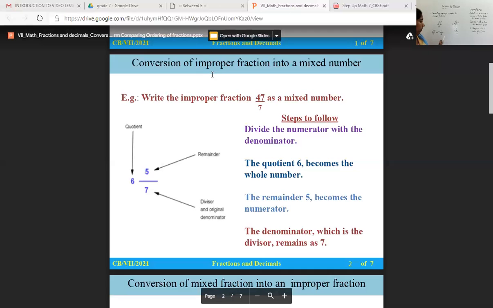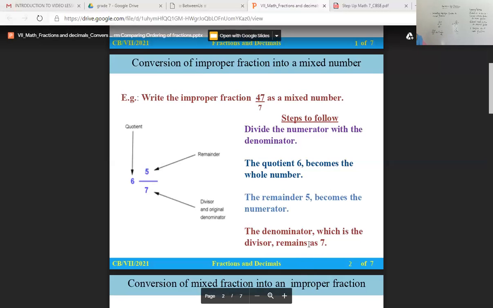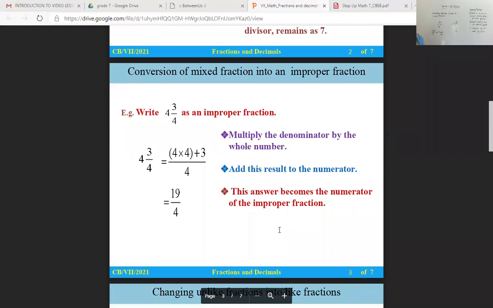For the proper fraction, here 1 by 2. This is the numerator of our proper fraction. The remainder becomes the numerator of the proper fraction. Here they have taken the previous example which I have solved. Okay, so this is how we convert an improper fraction to a mixed fraction.